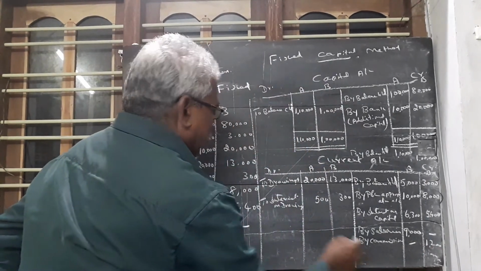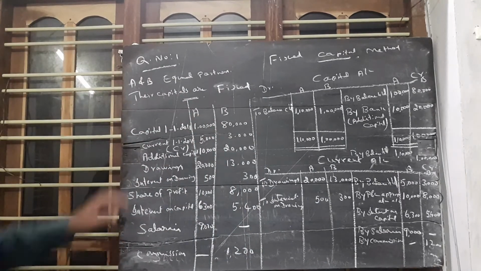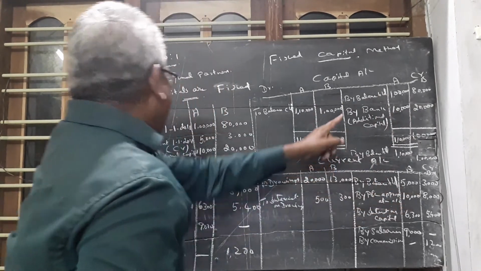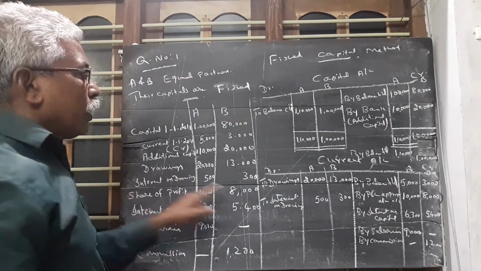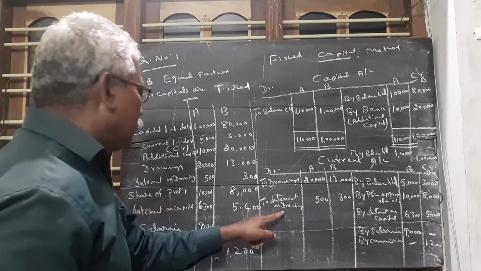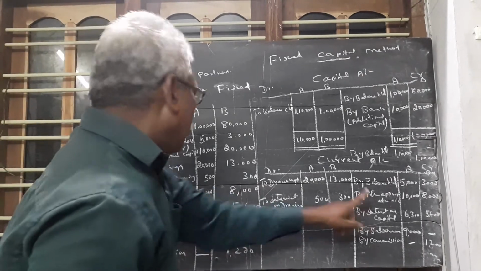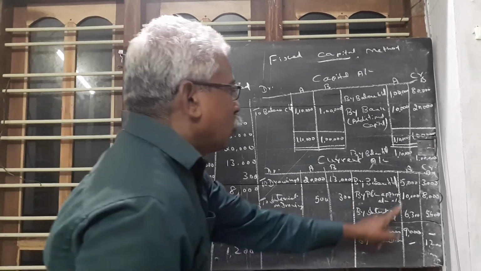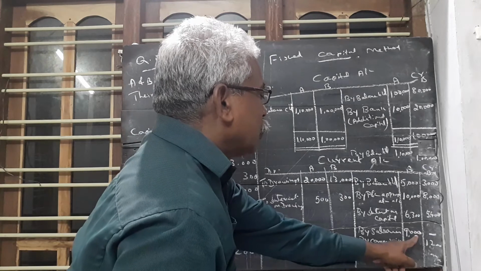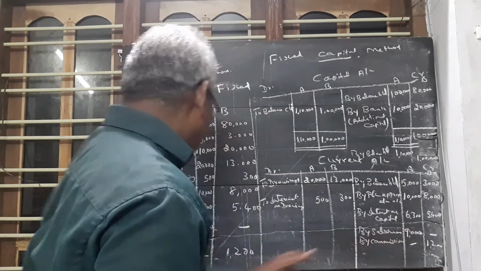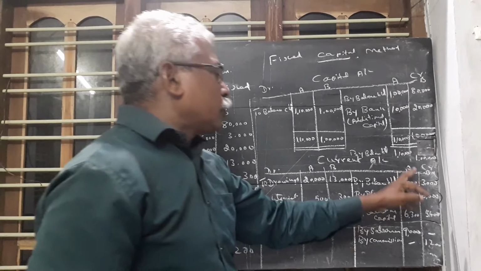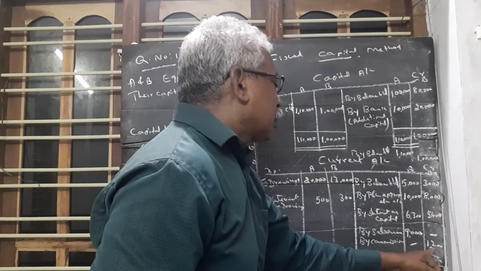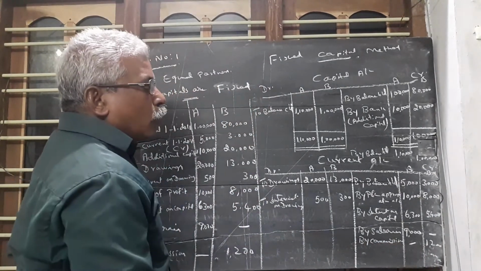Then we draw a line, so all the information is entered. Capital, current account, then additional capital. Then drawings is entered here, interest on drawings is here. Share of profit is entered here, interest on capital is entered here. Salaries, only A is entitled to get a salary, so 9,000 rupees is entered in A's column. Commission, B is entitled to get the commission, so the amount is entered in B's column alone.